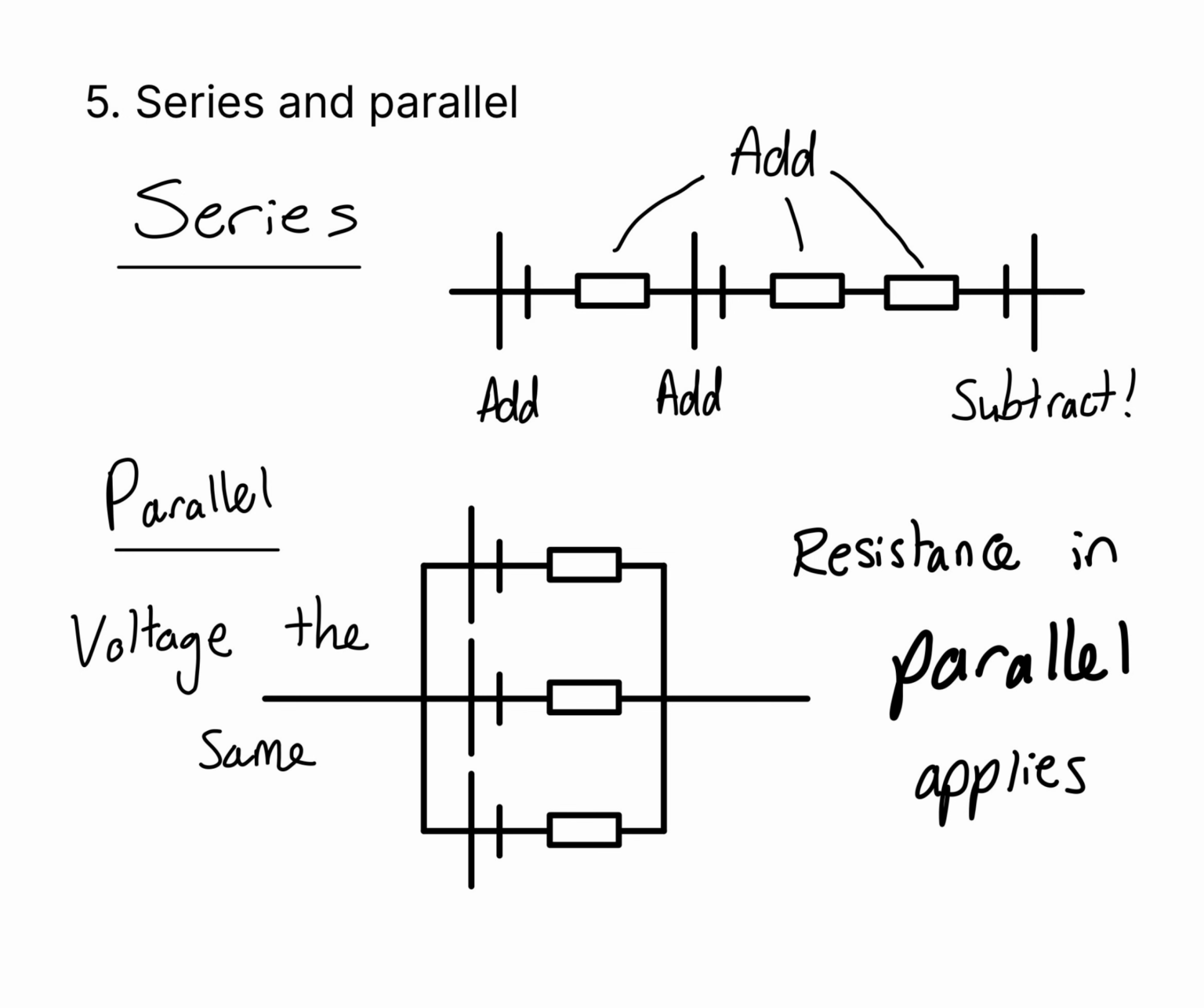For identical cells in parallel, the EMF stays the same as a single cell. You don't get more voltage. What you gain is that the internal resistance divides, so you can draw more current without the terminal voltage sagging. That's why parallel cells give you a beefier supply rather than a bigger voltage.